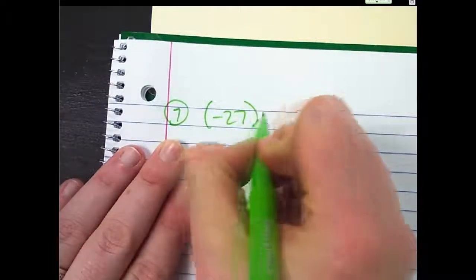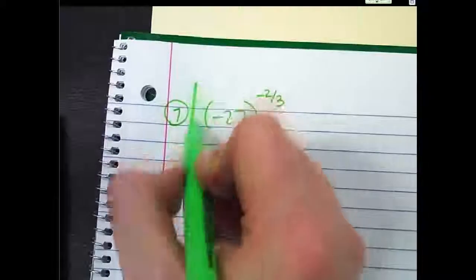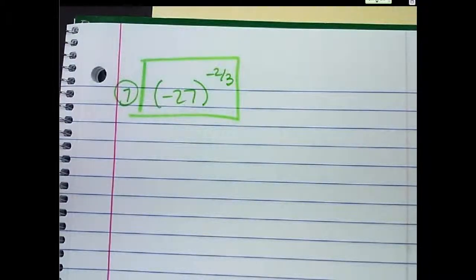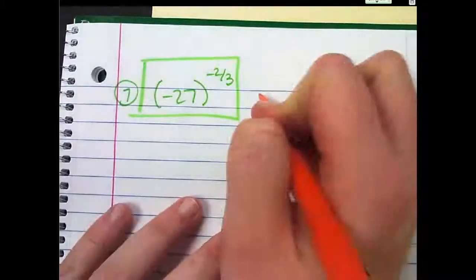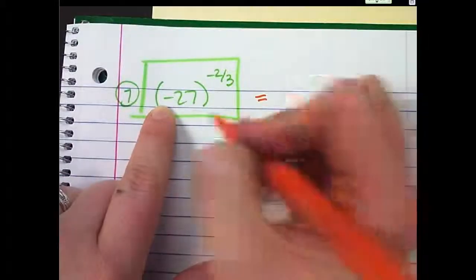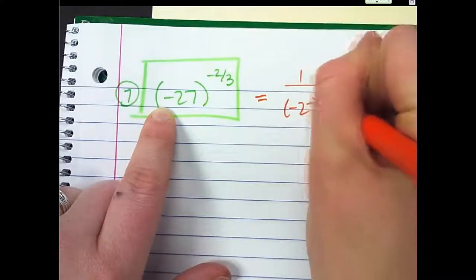Okay, number 7. Negative 27 to the negative 2/3. Okay, what are you going to do first? Yeah, flip it. Does this negative get affected at all? No, it's just making it a negative 27. So it becomes 1 over negative 27 to the positive 2/3.